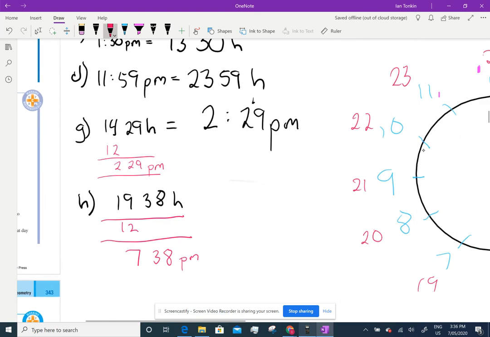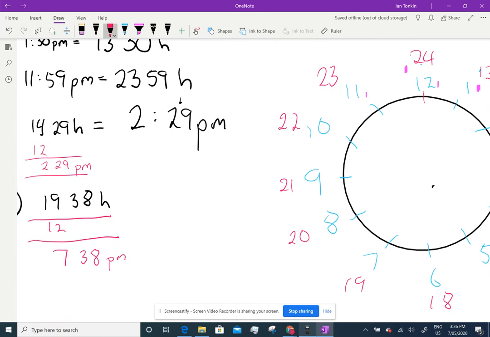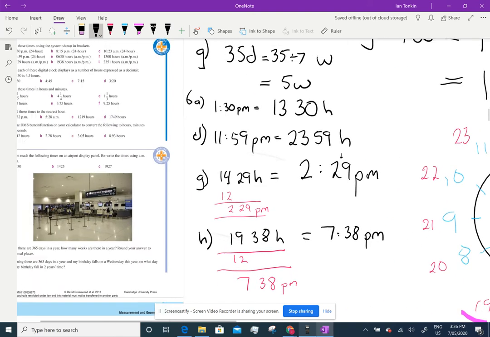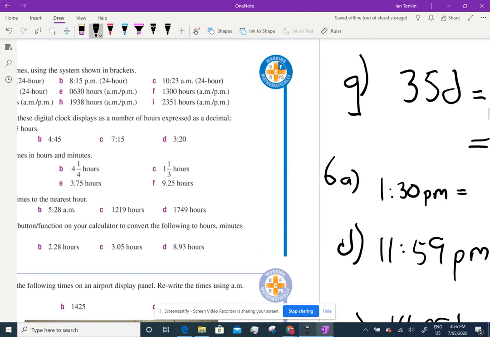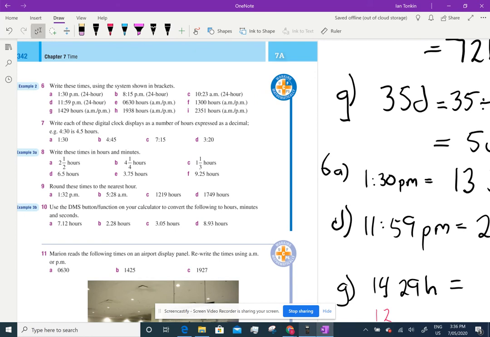If I look over at this little clock I've drawn, I'm looking for 19, and as you can see, there's 19. So it's 7, it's a 7 PM plus another 38. So 7:38, and you've got to put the PM. Okay. You have a go at those other ones. They're difficult.